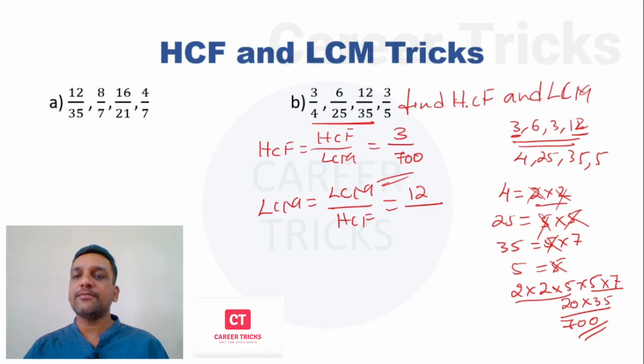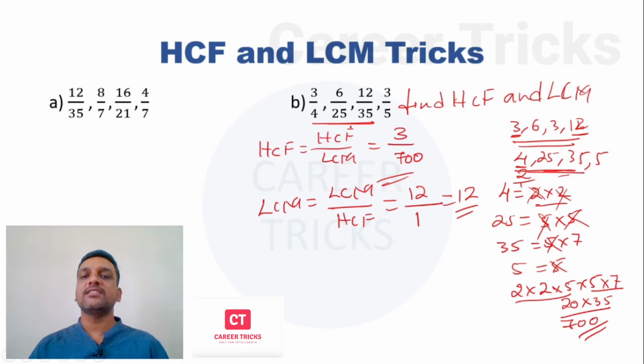HCF, what is HCF? We are checking for this as the HCF. Here the lowest number is 4. Is 25 divisible by 4? No. I will take it as 2. Is 25 divisible by 2? No. Then 1. 1 will be the highest common factor for these numbers. 12 by 1, that is 12 will be the LCM for this fraction. This is how we are going to find the HCF and LCM of fraction values.